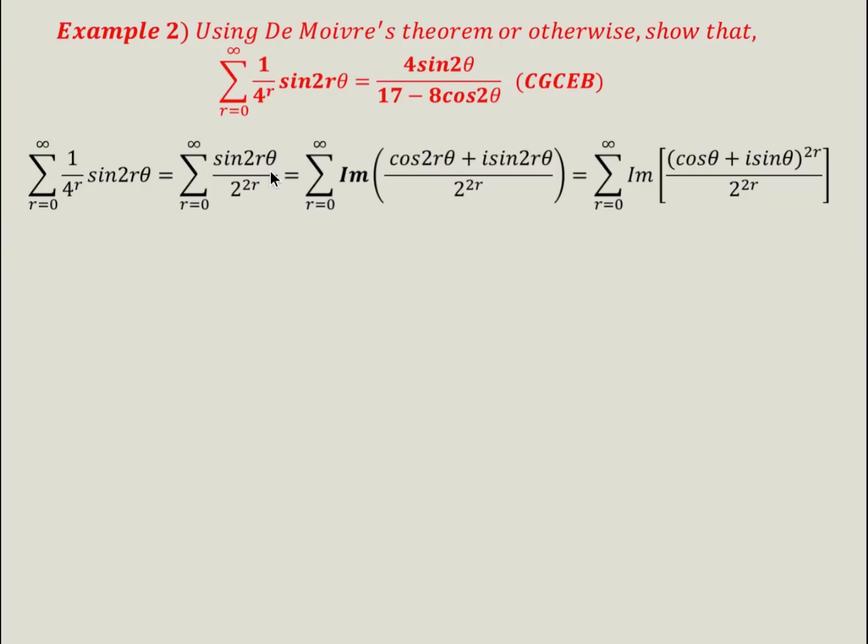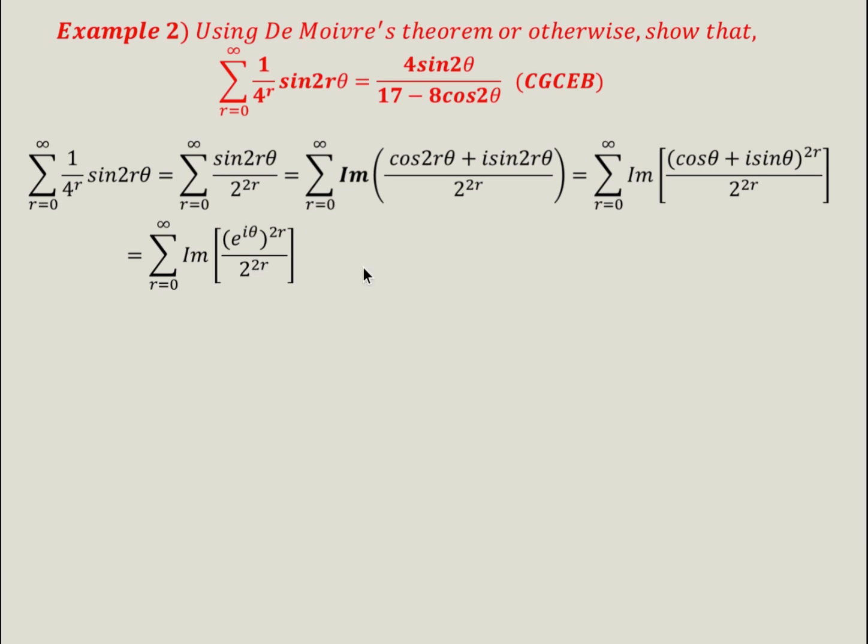And so we recognize that this part is the imaginary part of the complex number cos 2r theta plus I sine 2r theta all over 2 to the power 2r. And from there, the Moivre's theorem can come in, whereby we apply at the numerator cos theta plus I sine theta. You can notice that the coefficient of theta, which was 2r, has been raised to the power according to the Moivre's theorem.